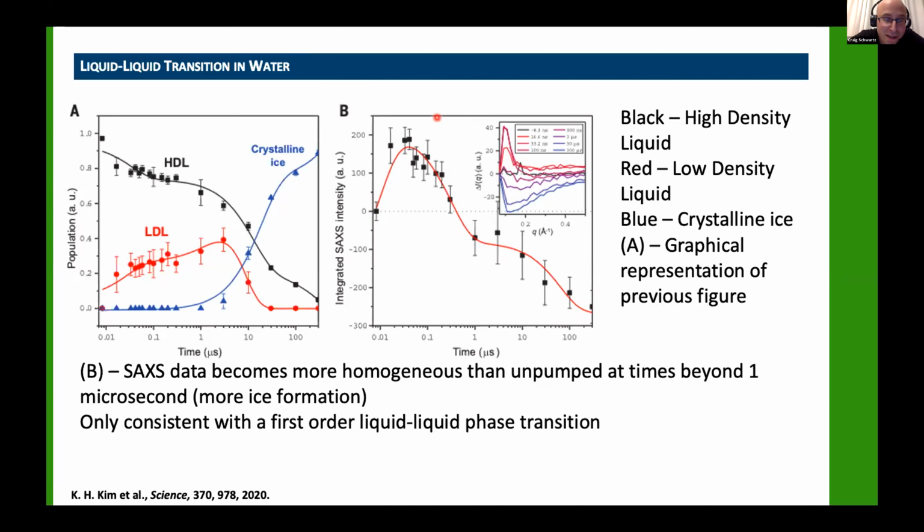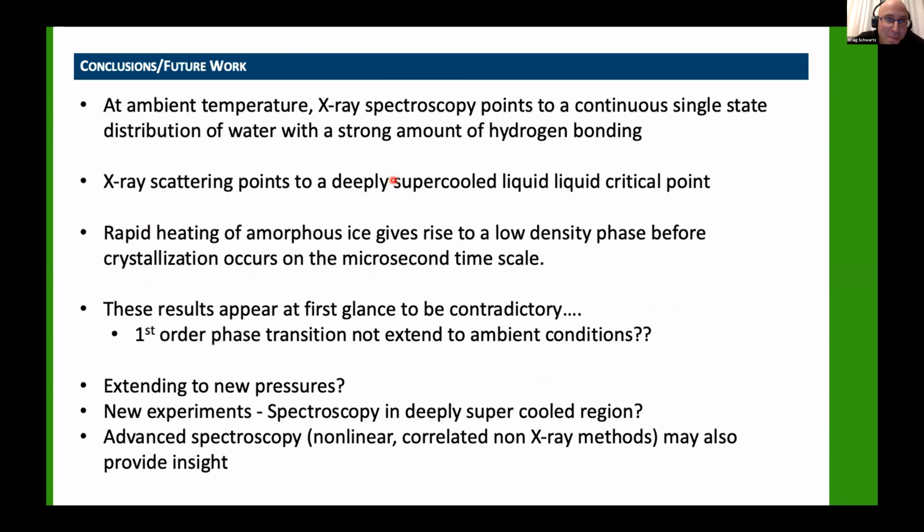So yeah, this is sort of the puzzle I'm leaving everybody with. I don't have a great answer to these questions, but basically we've shown at ambient temperature, X-ray spectroscopy points to a continuous single state of water, strongly hydrogen bonded. But if you look at the X-ray scattering in the deeply supercooled, but at ambient pressure, it looks like you have some sort of liquid-liquid critical point. If you rapidly heat amorphous ice and get to a different pressure, before rapid crystallization occurs, you get a different phase, which implies strongly a liquid-liquid phase transition. And these results appear on some level to be really contradictory because it's not clear where this first order phase transition extends into ambient conditions.